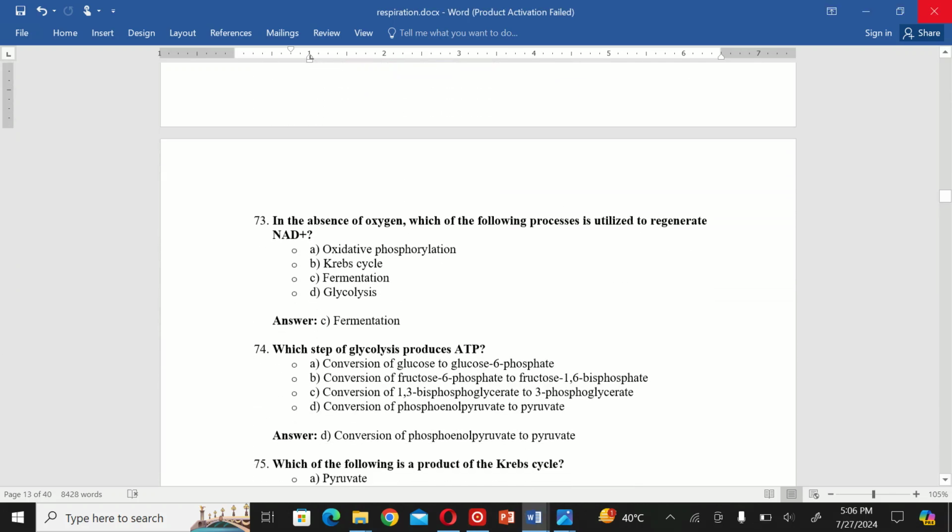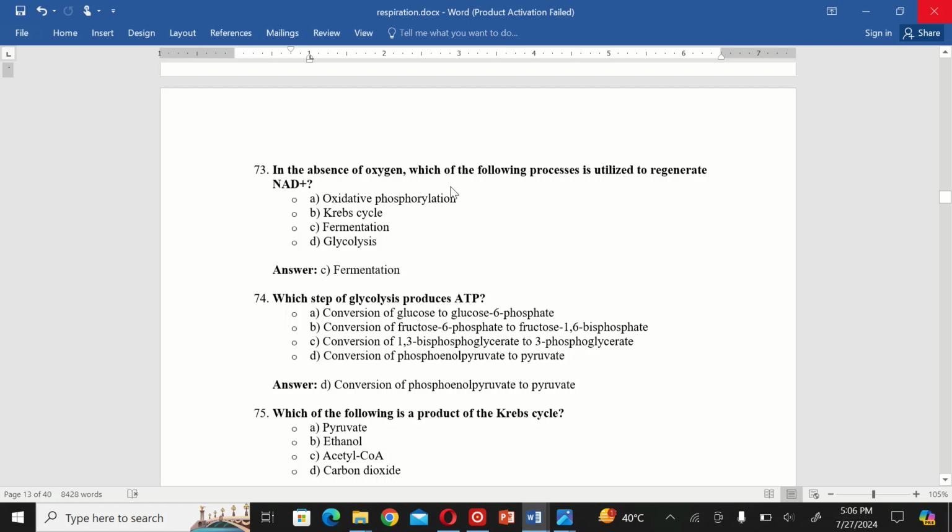The next MCQ is: in the absence of oxygen, which of the following processes is utilized to regenerate NAD plus? A. Oxidative phosphorylation, B. Krebs cycle, C. Fermentation, D. Glycolysis. So the correct option is C.